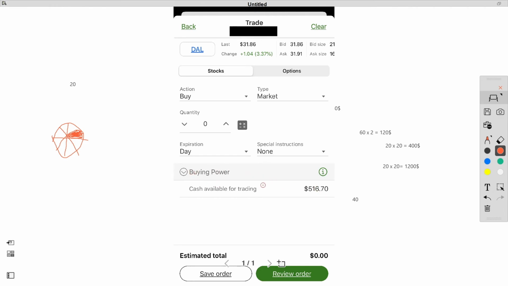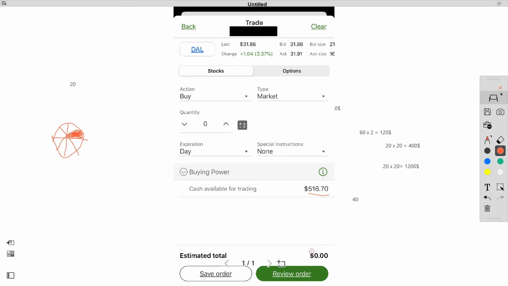Down here, buying power is how much liquid cash you have, sitting in the app and not used for a stock or anything. Right now I have 500 just sitting. That's how much you're able to spend to buy a new stock. Let's say this is 30 bucks. I can buy about 16 shares. You just divide how much you have available by how much the stock is, and that tells you how many shares you can buy.